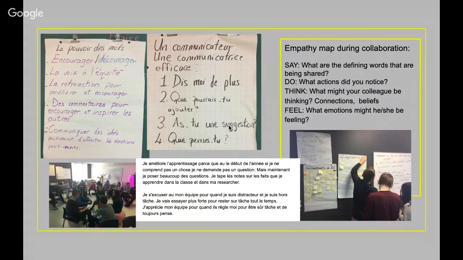So we also co-create our own empathy map as we do our own empathy interviews at the beginning of the year. And that is really a key for collaboration, building that relationship, that trust. So what are the defining words that are being said by your friends? What actions did you notice from them? What might your colleague be thinking, or connections or beliefs? And what kind of emotion do they feel? Bringing that awareness, it really becomes also building that relationship, becoming a team.